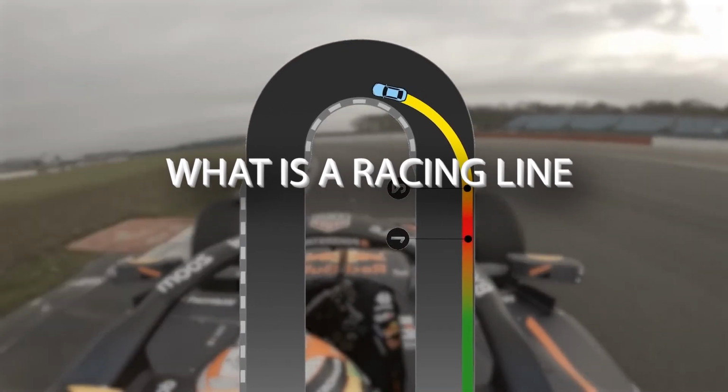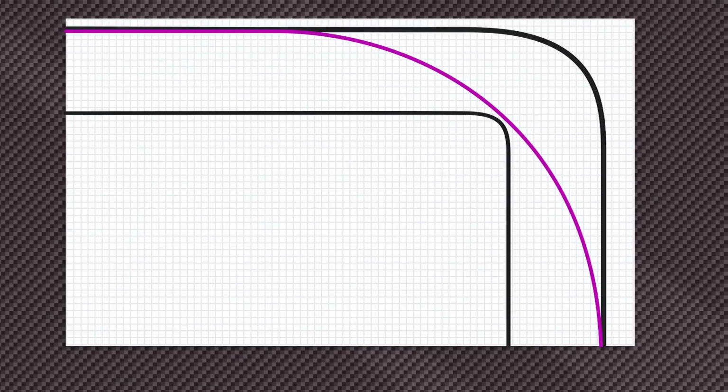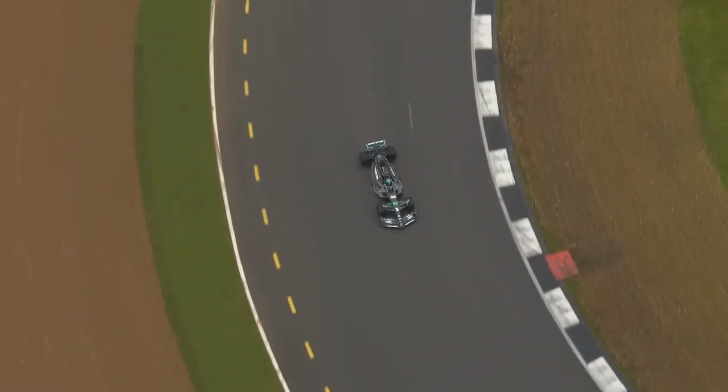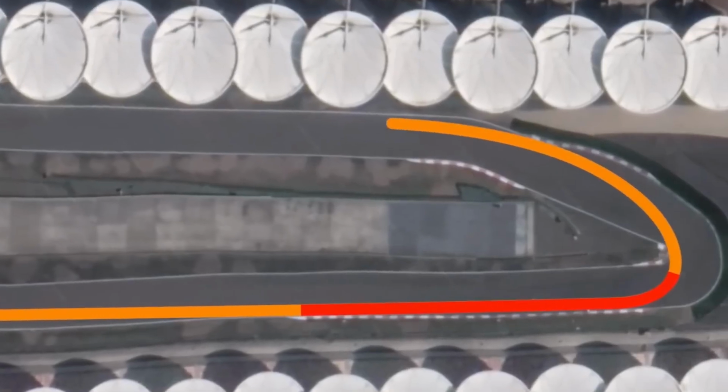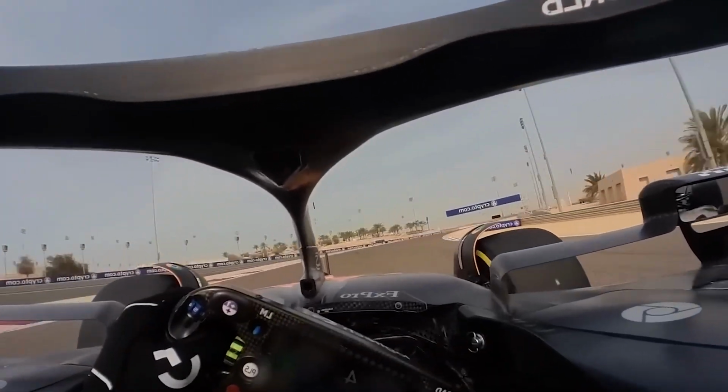Segment 1. What is a racing line? In motorsport, the term racing line refers to the optimal path a vehicle takes through a corner or a series of corners to minimize lap time. This path isn't necessarily the shortest distance around the track, but is designed to allow the highest possible speed through a turn by maximizing the radius of the corner, thereby reducing the need for excessive steering and braking.